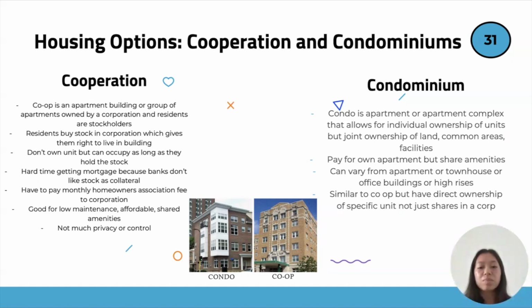A condo is an apartment or apartment complex that allows for individual ownership of units, but joint ownership of land, common areas, and facilities. They pay for their own apartment, but they share amenities. It can vary from apartment or townhouse or office buildings or high rises. It's similar to a co-op, but they have direct ownership of a specific unit, not just shares in a corporation.